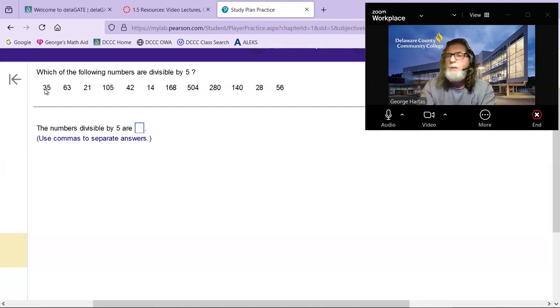So here we go. 35, it ends in 5. Let's put it down. 63 does not end in 0 or 5. Nope. 21, nope. 105, yes, because it ends in 5. So 105 goes here. 42, no, it doesn't end in 0 or 5. No, no, no. Yes, it ends in 0. So 5 divides into it. So 280.